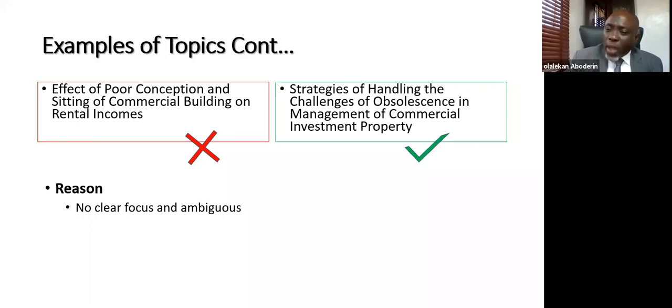But what is required there is to identify those challenges, and how the challenges are being handled professionally. That is the contribution to knowledge. That is the skill enhancement. That is the experience gained. So it's not just to talk about, oh, it affects income this way, this way. If there are obsolescences, it's obvious that it's going to affect the performance of the property.